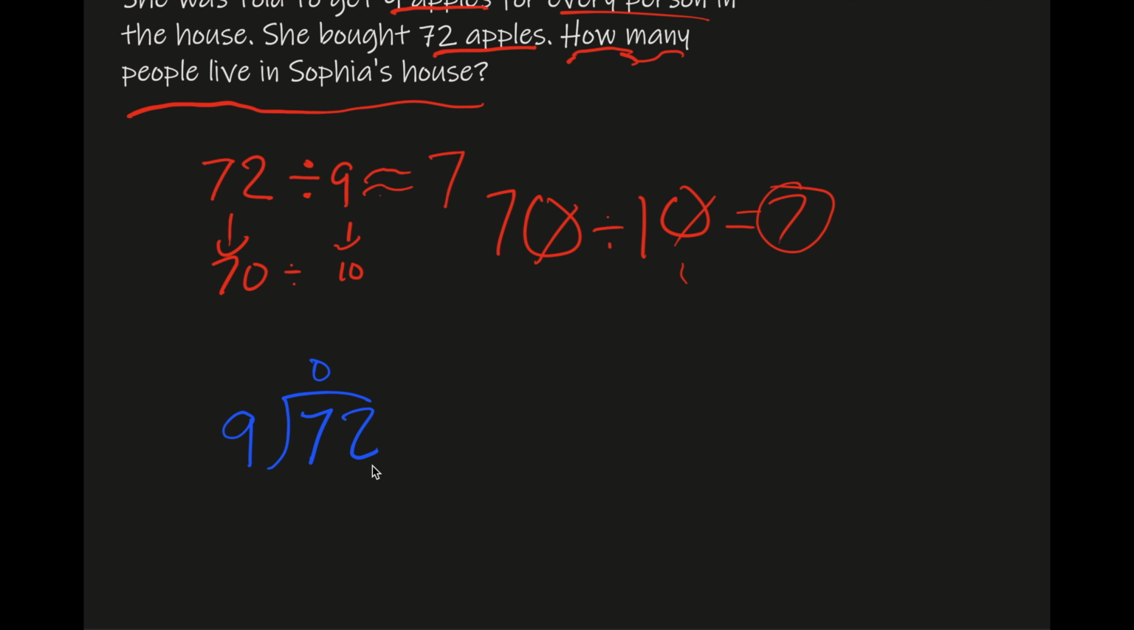If you don't know this, you could use any of our other videos on division to help you figure this out. But as you should know by now, if you know your tables at least a little, this is 8. 9 times 8 is 72. So the answer here is 8 with a remainder of 0. So 72 divided by 9 is 8.